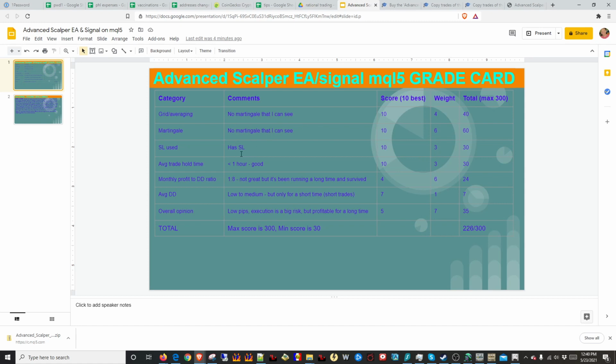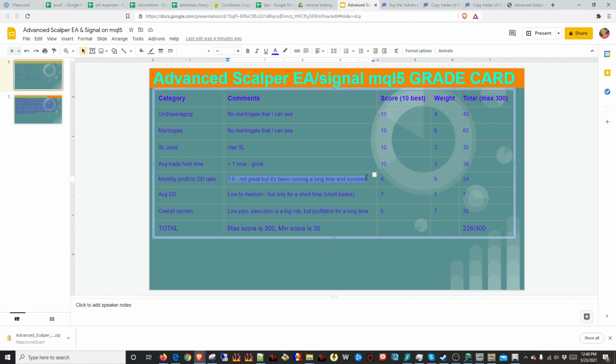No martingale that I can see. It has a stop loss, so again, a 10, getting great scores here. Average hold time, less than an hour, another 10. Monthly profit to drawdown: actually, I probably should have scored it a little higher here even. Something like a 1 to 8, but that's its max, and it looks from the risks tab that it doesn't go into this level of drawdown very often. So probably I could have even given it a higher score here. I gave it a 4, which gives it a 24 on this line. Average drawdown, low to medium. That drawdown is only for a short time because the trades are short.